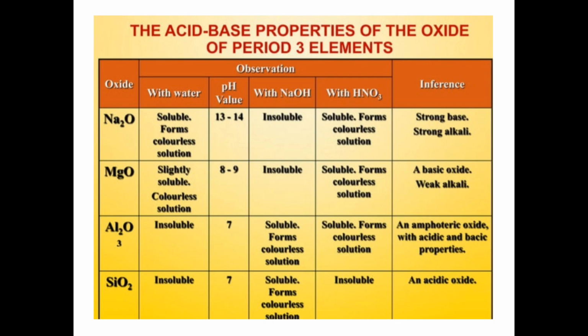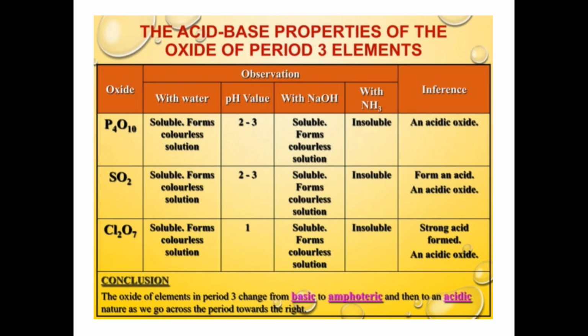The SiO2 is insoluble in water with a pH value of 7. It will react with NaOH to form a soluble colorless solution, but it will not react with HNO3. That shows that it is an acidic oxide. And the same thing happens to P4O10, SO2 and Cl2O7 respectively. You can look at it.